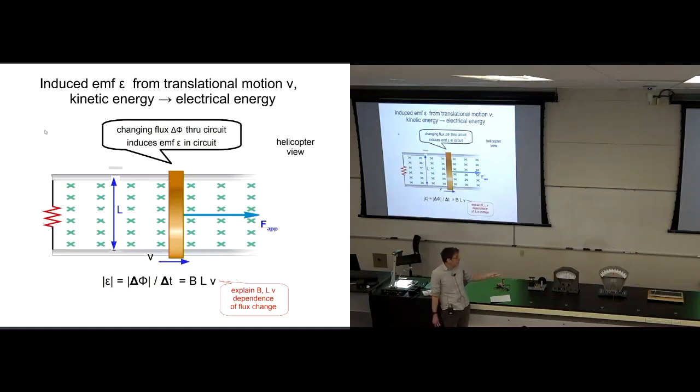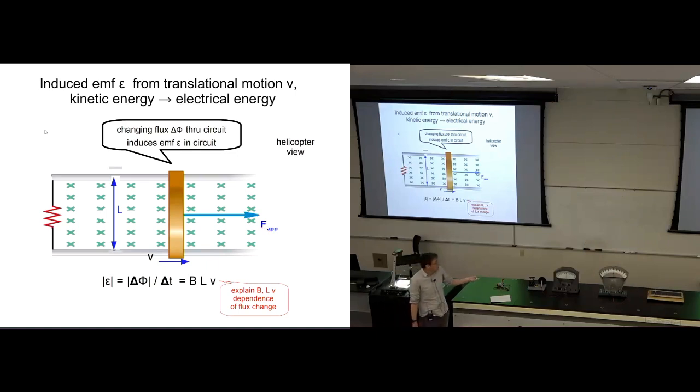I'm just quoting this equation. You could derive it, but I'm just going to quote it and explain why it depends this way on the quantities on the right-hand side. So obviously it would depend on the magnetic field, right? If we could buy bigger magnets, we'd get a bigger induced EMF because we have a bigger change of flux. So it's in proportion to B.